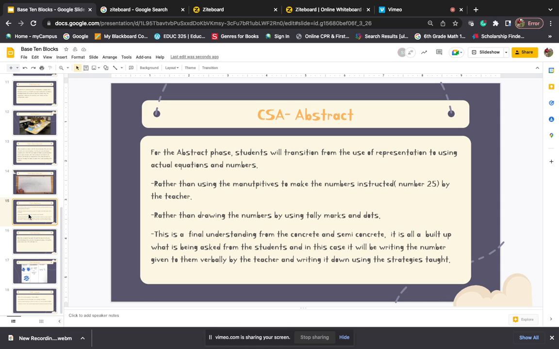In the abstract phase, this is the final understanding from both of the previous concrete and semi-concrete phases, and it's all a build-up to what is being asked from the students. In this case, they will be writing the number given to them verbally by the teacher, writing it down by using the strategies taught.